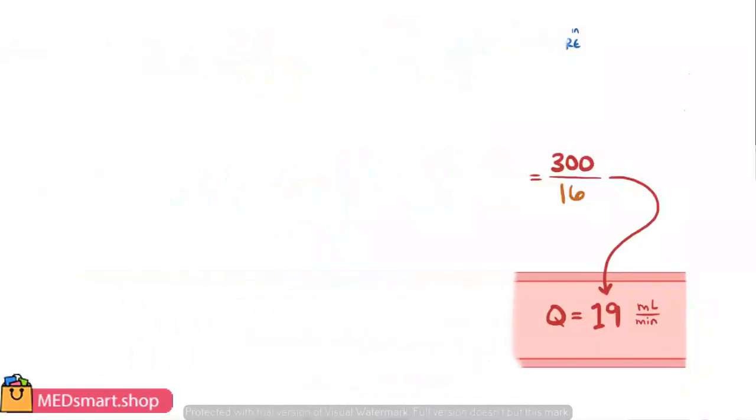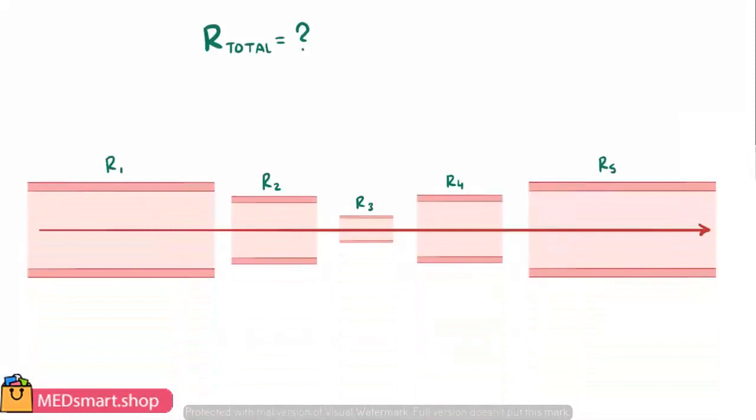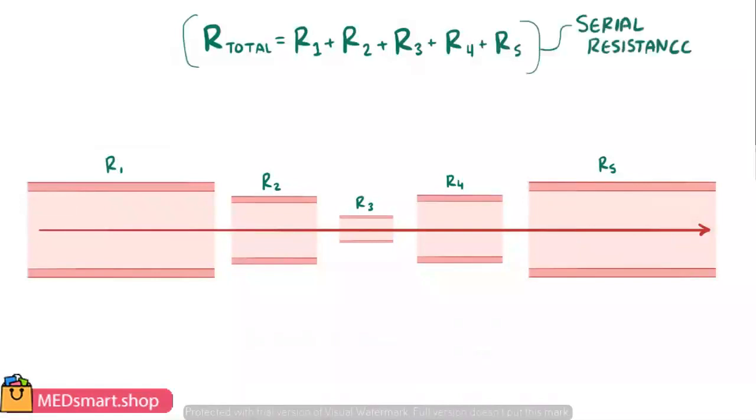So that's how resistance works for a single vessel. But what if you have a bunch of different sized vessels in a row, each with their own resistance, and you wanted to figure out the total resistance? Well, since they're all in a row, one after another, we say that they're in series, and you simply add the individual resistances all together to get a total resistance. This total is called the serial resistance.